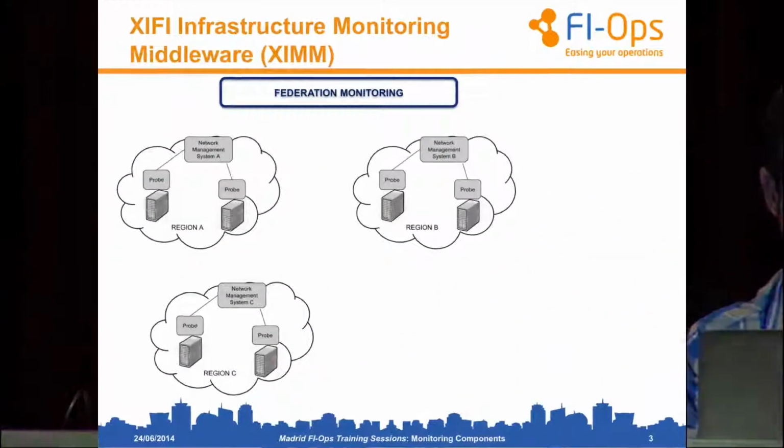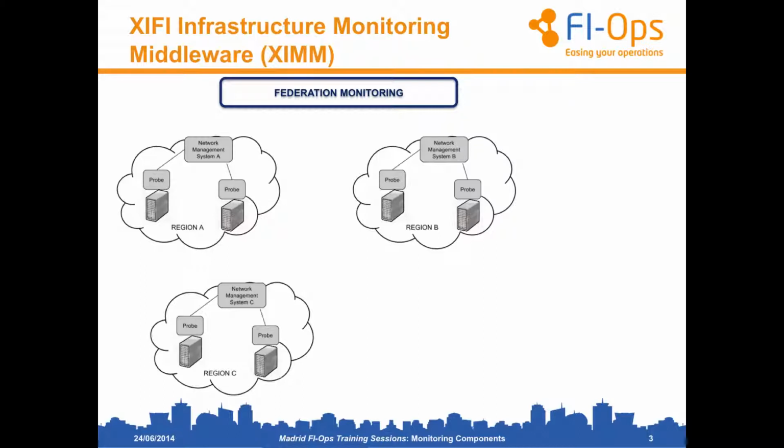I just want to let you know that I won't go into detail on the federation architecture, because it's pretty much based on the context broker and the Hadoop solution. At the end, it's a context broker and Hadoop solution that are working on it. So I just want to focus on what's beneath, on top of the network management system that I mentioned before. It's Nagios and this federation layer, what I call the XIFI infrastructure monitoring middleware.